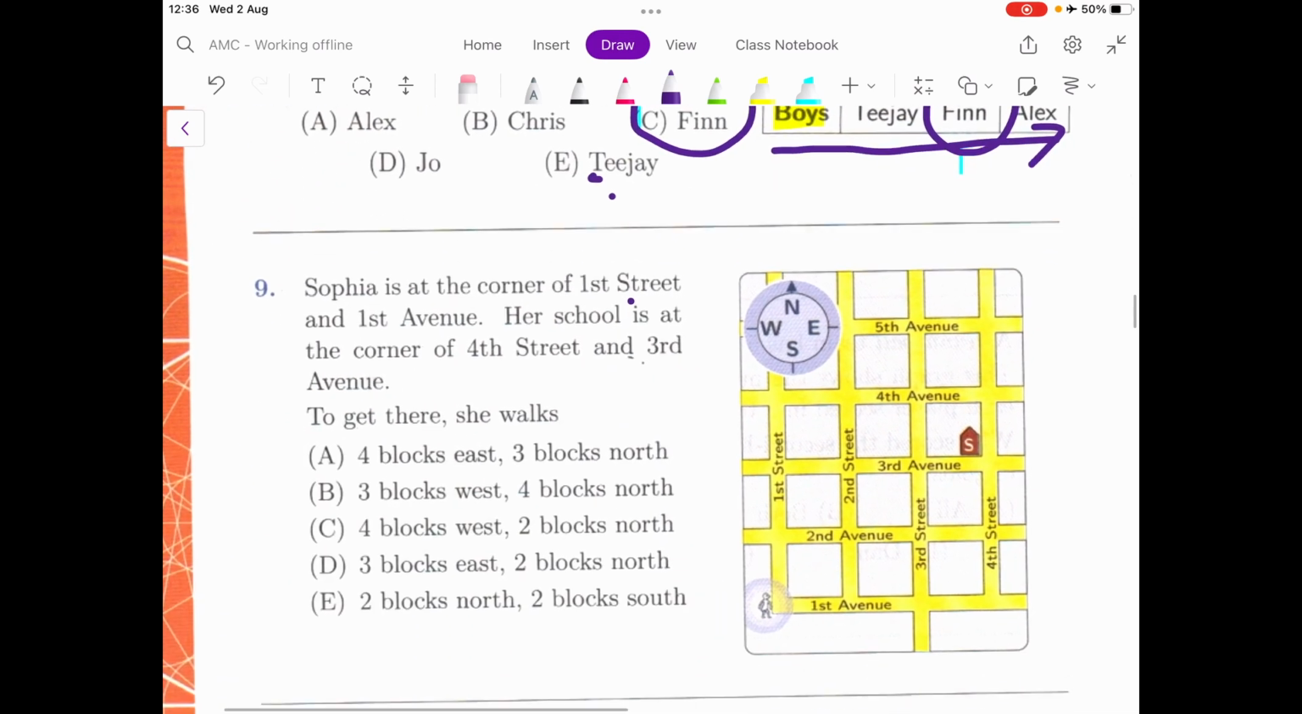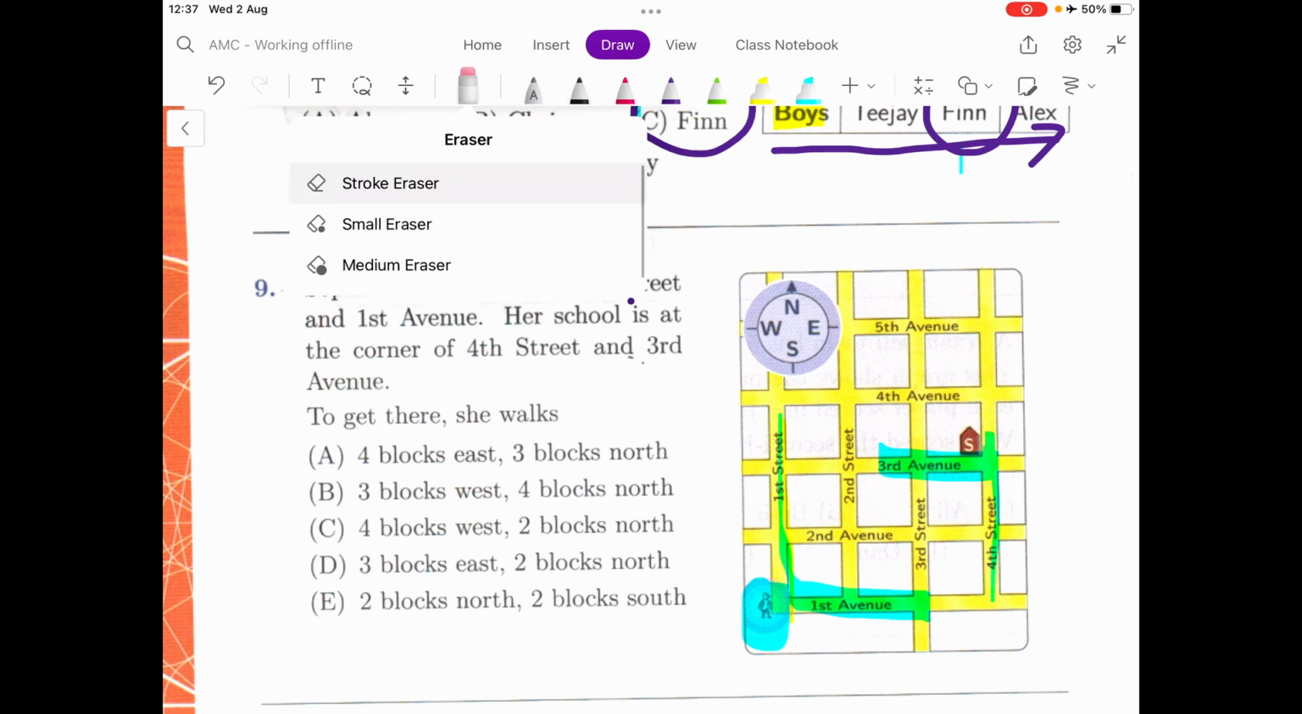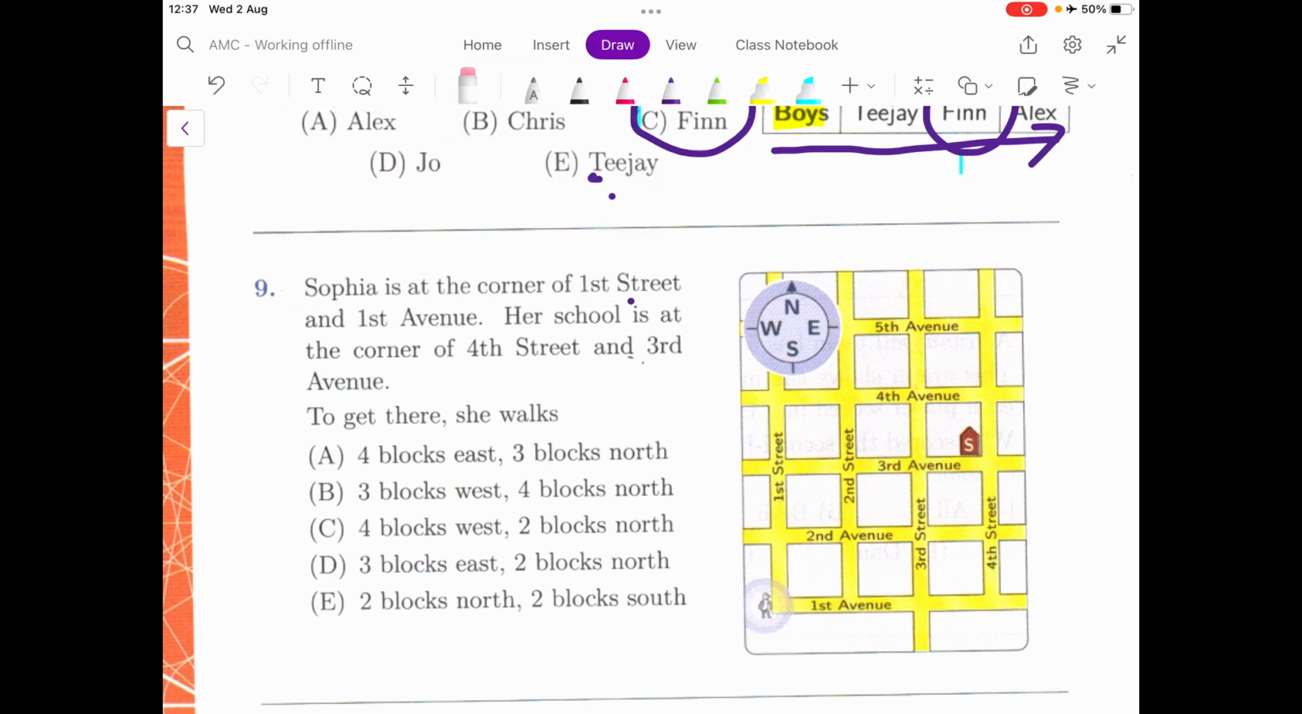Let's go on. All right, this is another interesting one. Sophia is at the corner of the First Street and First Avenue. We can see First Street. Let me use a different highlighter. First Street and First Avenue. And we can see Sophia is standing here. Her school is at the corner of the 4th Street and the 3rd Avenue. So her school is here, 3rd Avenue, 4th Street is at the intersection here. Let me remove this. All right.